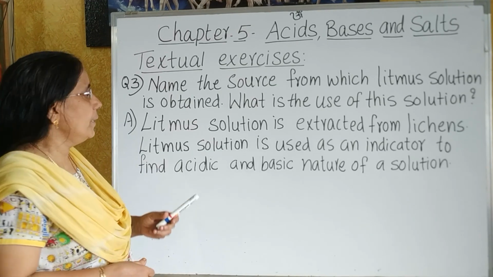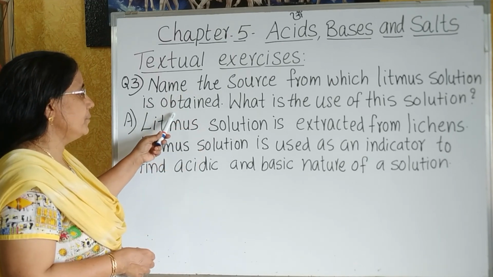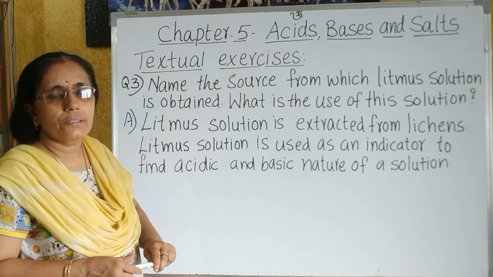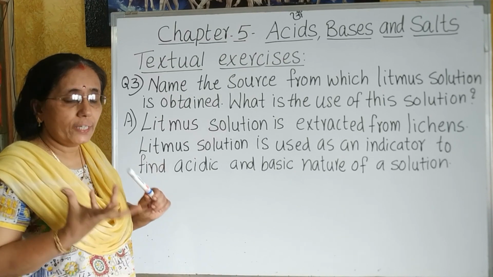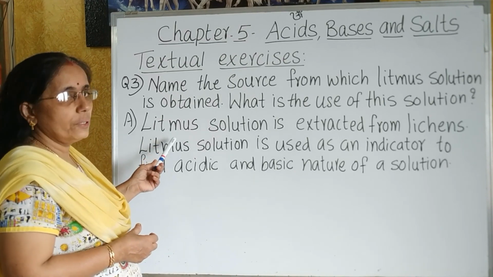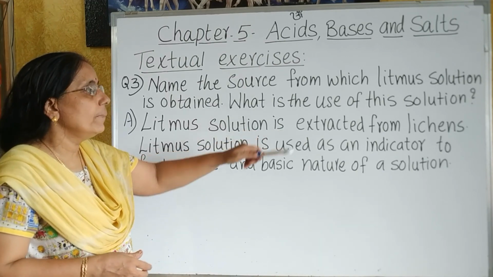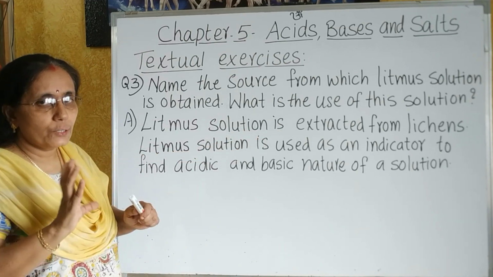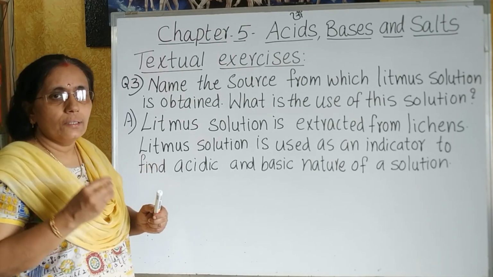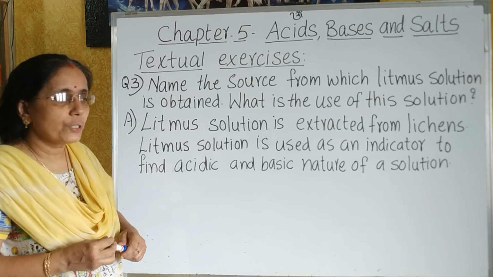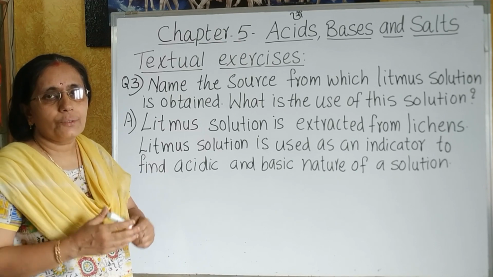Now the next question is, name the source from which litmus solution is obtained and what is the use of this solution. So we have to write the source from which we are getting the litmus solution. You know that litmus solution is obtained from lichens. It is an association of algae and fungus.